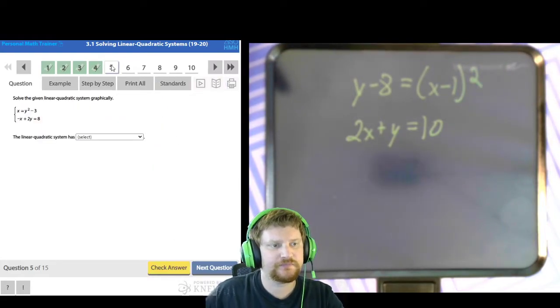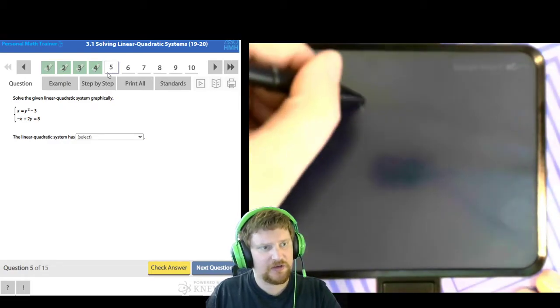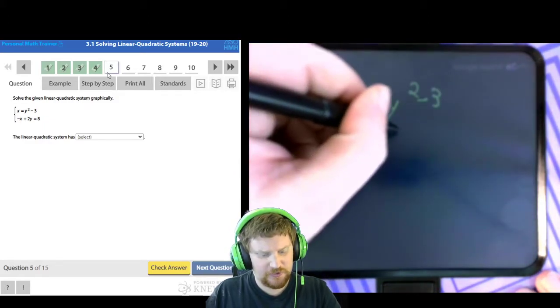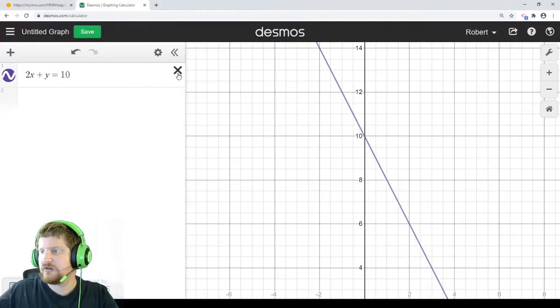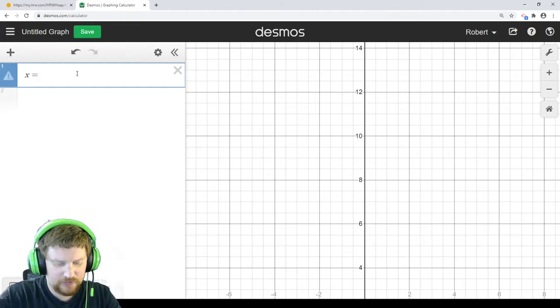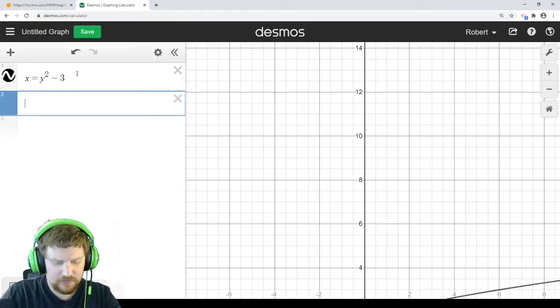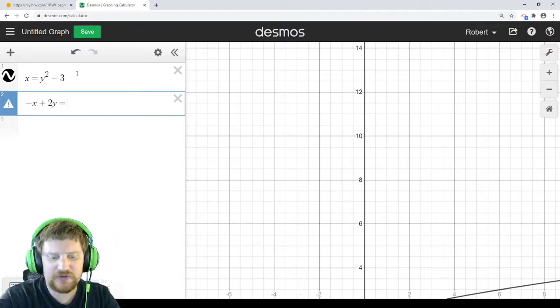Number 5. Once again, it asks us to solve graphically, so we've got x equals y squared minus 3, negative x plus 2y equals 8. And let's go back to this again. Alright, so it was x equals y squared minus 3, negative x plus 2y equals 8.